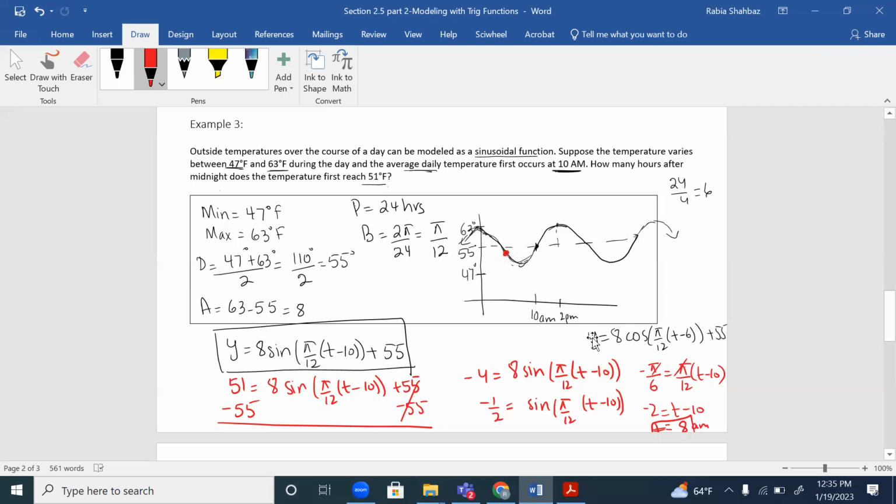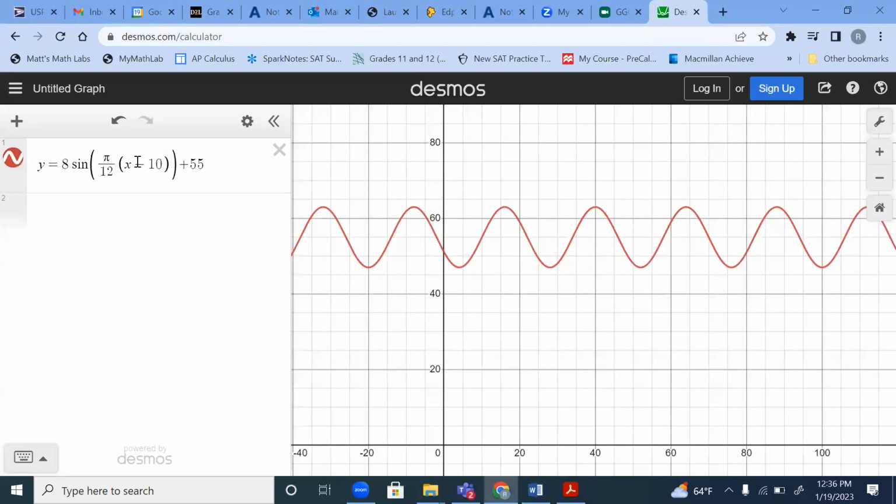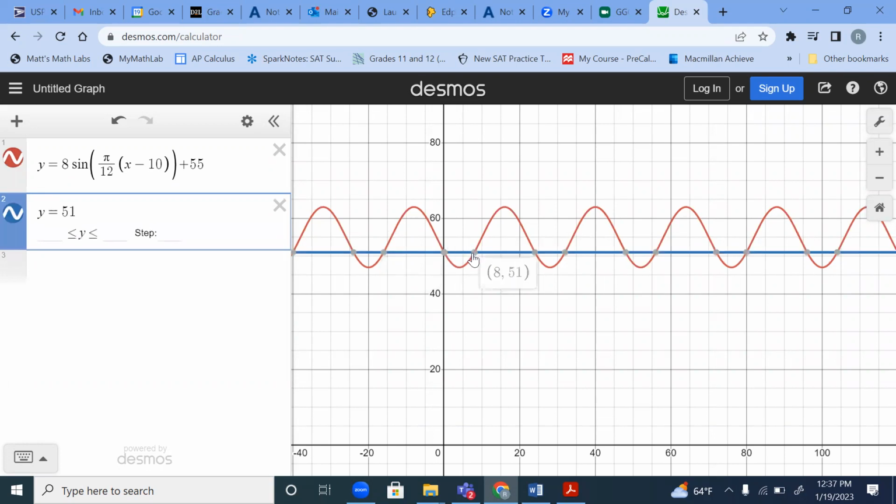I'm going to show you how you can also find this answer on Desmos. So let me open Desmos here. I already have the equation. I can literally just scroll through this and see where it first becomes 51. We can see that point, I just passed it, is 8 a.m. right here. Or you could also graph y equals 51 to read that point easily. Before that it's 51 at 0, but after midnight it happens at 8 a.m.